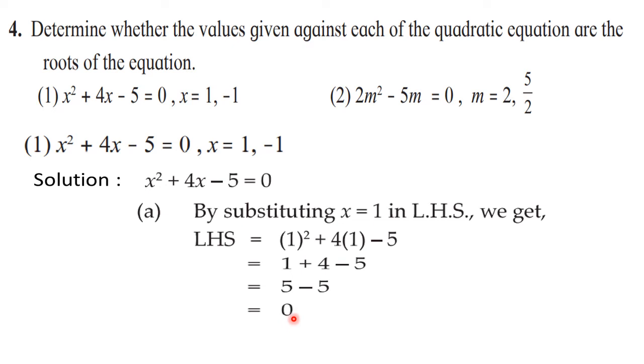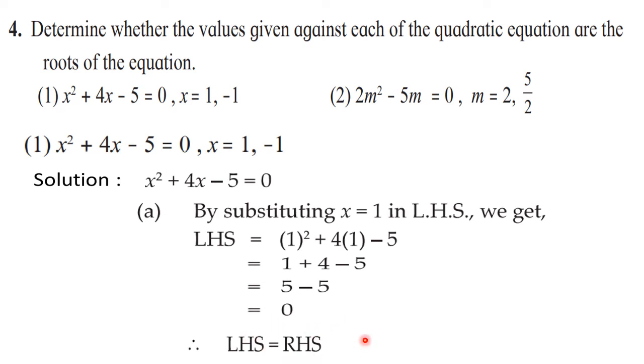Okay, so we got this left hand side as 0 and the right hand side also is 0. So what we can say here is left hand side is equal to right hand side. And when these two sides are equal, that means the value x equal to 1 satisfies this equation. That is why I can say that x is equal to 1 is the root of that equation. If we are getting these two sides different, then we are going to say that that value is not a root or not a solution here. Okay.